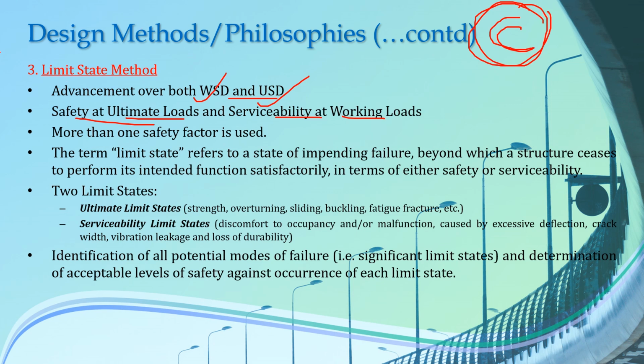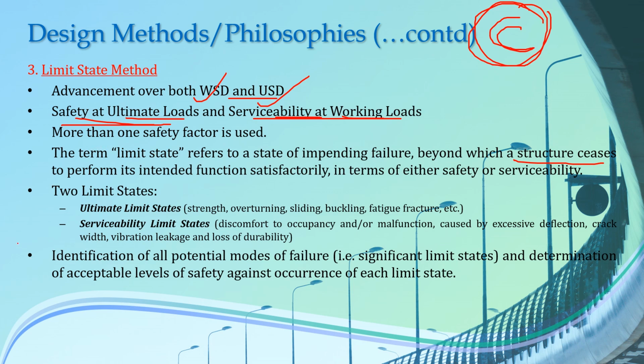So what does this limit state mean? The term limit state refers to a state of impending failure. That means it is a state beyond which a structure ceases to perform its intended function satisfactorily in terms of either safety or serviceability. So limit state is a state of impending failure. Limit state method aims to ensure safety at ultimate loads and serviceability at working loads. Hence, we can say that there are two types of limit state.